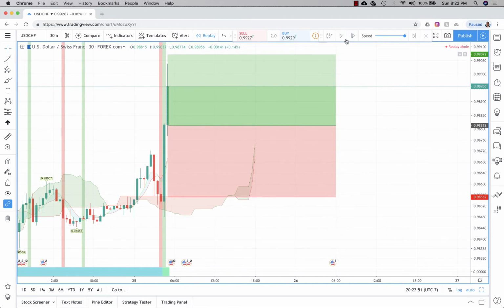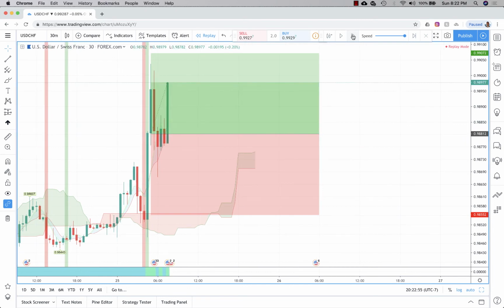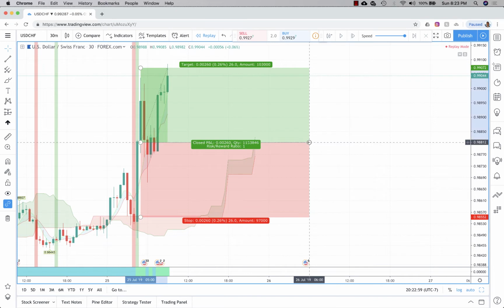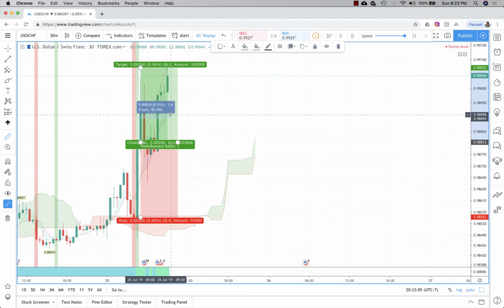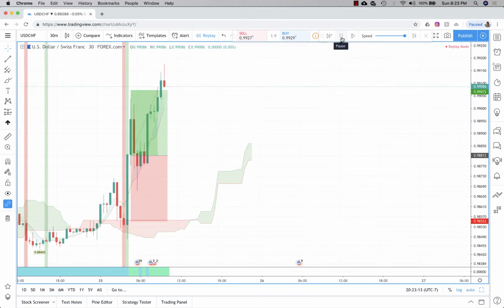Oh, we got close to our target right there. Looks like it bounces around a little bit. It's coming up. There we go, winner. So that'd be a quick win in about, how long was this? In about 4 hours. So in 4 hours we made a 26 pip win. Let's keep going and see if there's anything else next.